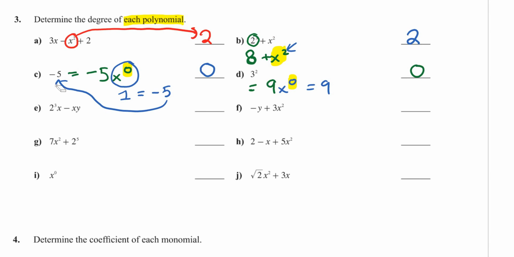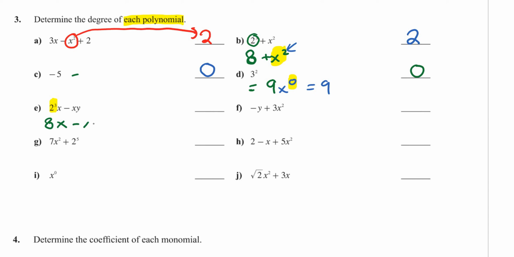Okay, let's move on to the next one here. Let me just erase that. One little tricky part here is 2 cubed. Well, 2 cubed is 8, so 8x minus xy. And if I take a look at the x and the y, each variable has a power of 1, so if I combine that, that's going to be 2, so my degree here is going to be 2, because 2 is the power in the variable. Key thing, we always look at the variables. For letter f, here's a variable right here, x squared, so 2 is the highest power out of all the variables, so my degree here is 2.